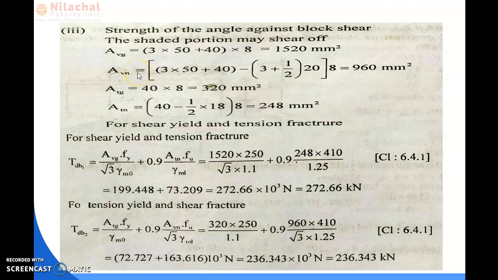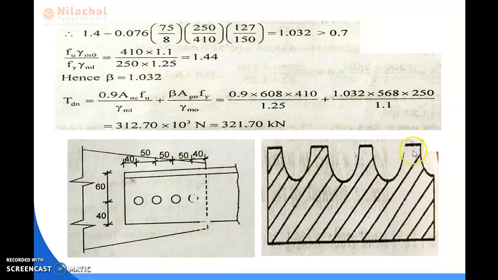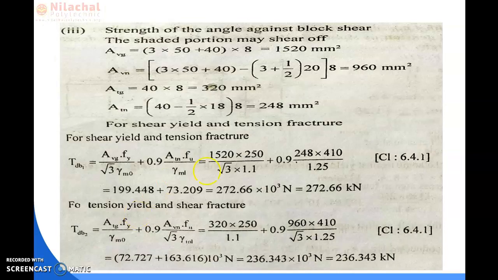In this way, the ATG and ATN value we can calculate. So to calculate the ATG, which is the cross section area along the T line, that means the width of the block shear along the T line multiplied by thickness of the block shear, which is 8, and the width of the block shear along the T line is here to this much, which is 40. So the formula is 40 into 8. So here we got the value of ATG as 320 mm².